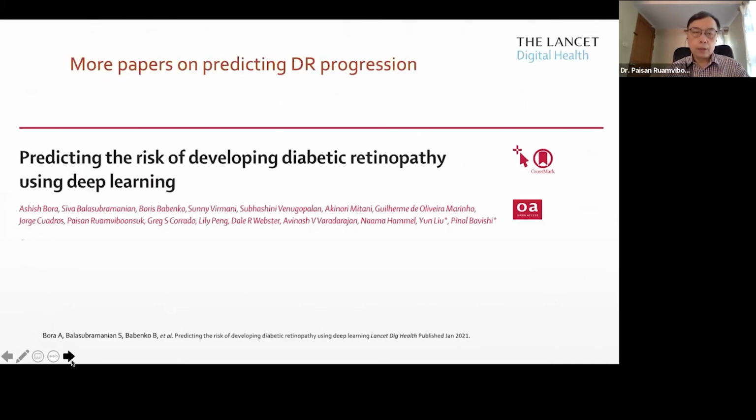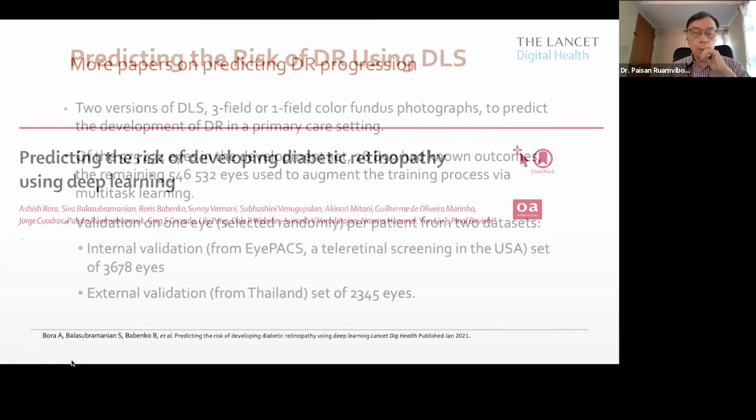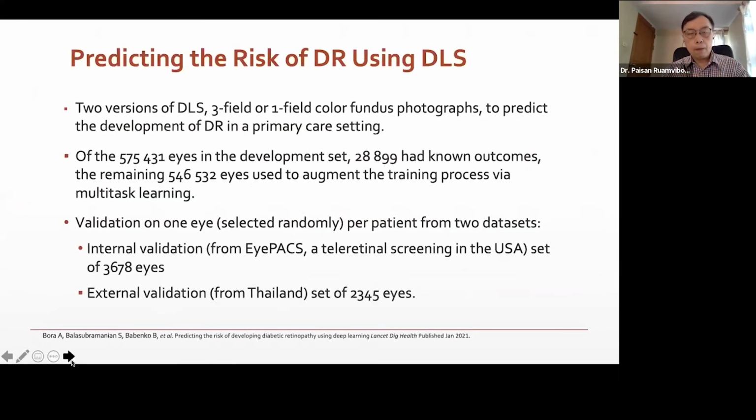We have more papers on prediction of DR progression today. Here's a paper where they try to predict the risk of developing new cases of diabetic retinopathy using deep learning. In this paper, they have 2 versions of deep learning. The first version performs prediction on 3 fields of retinal images, and the second version performs prediction on a single field in a primary care setting, with a development data set of more than 570,000 eyes, of which more than 28,000 eyes had known outcome, and the remaining more than 540,000 eyes were used for augmentation of training.